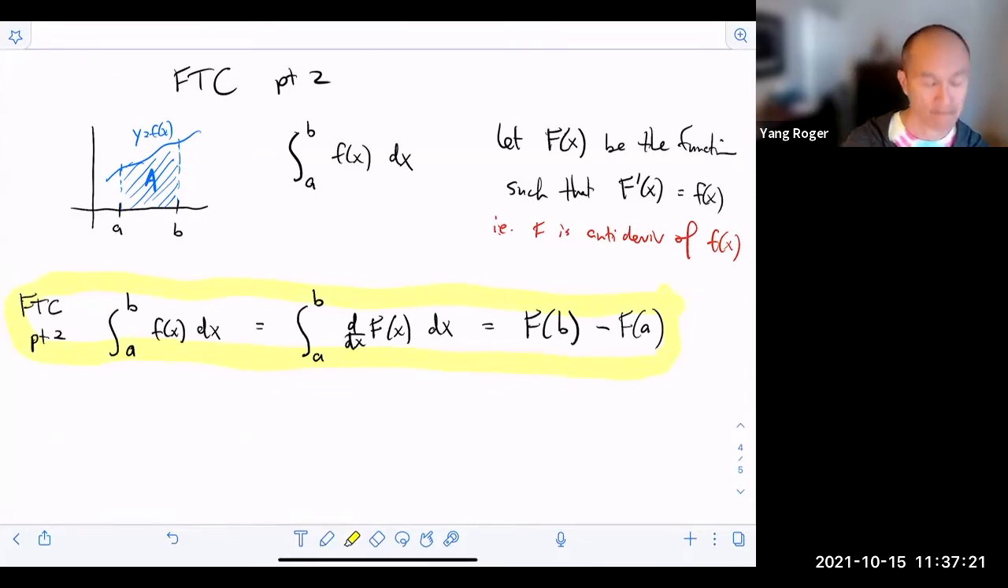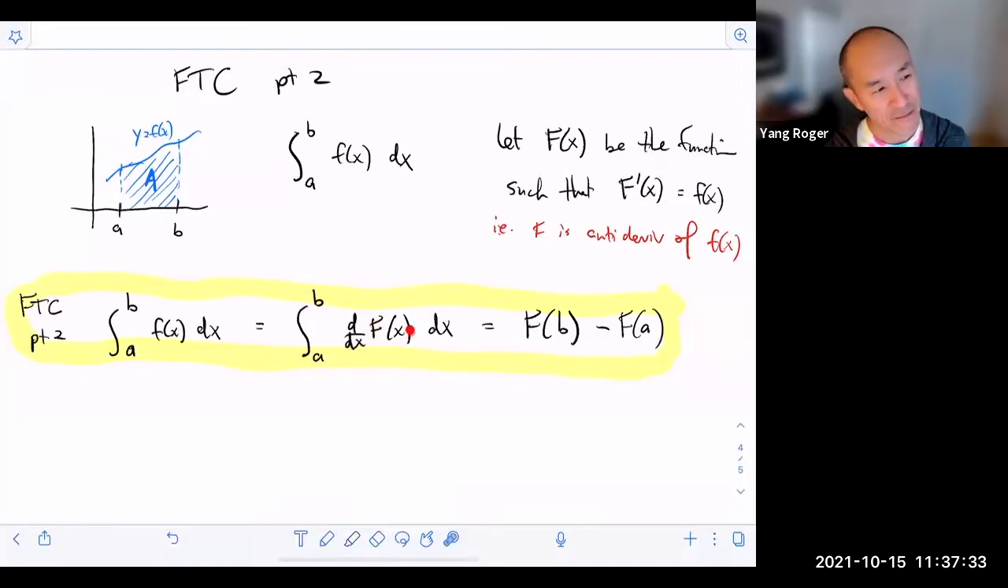Okay. And I want to interpret this for you. So just take a look at this. It basically says, if you started with some function, then you took the derivative, and then you integrated, you can take your original function and just plug in the endpoints, and that will give you the area.